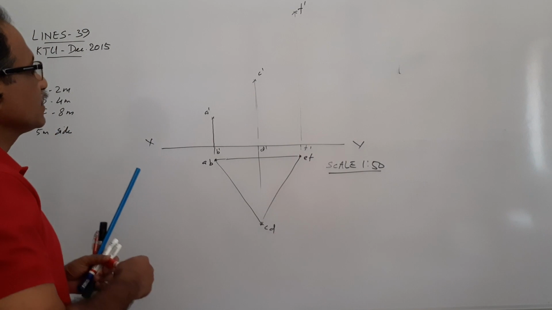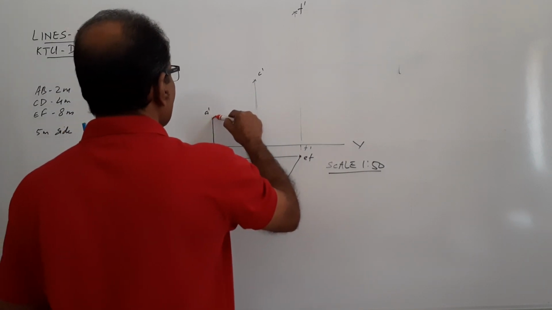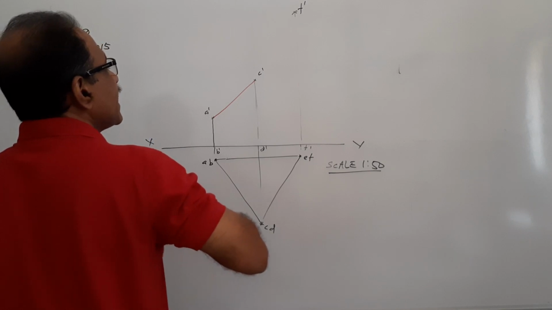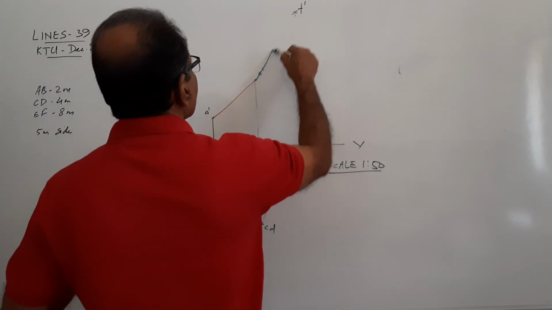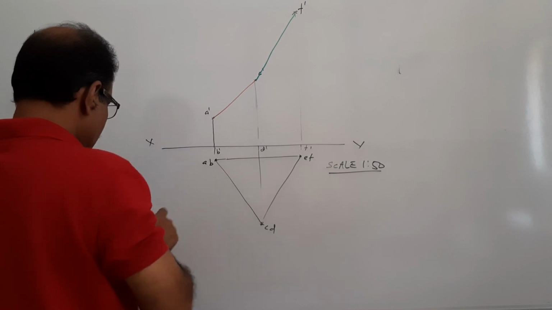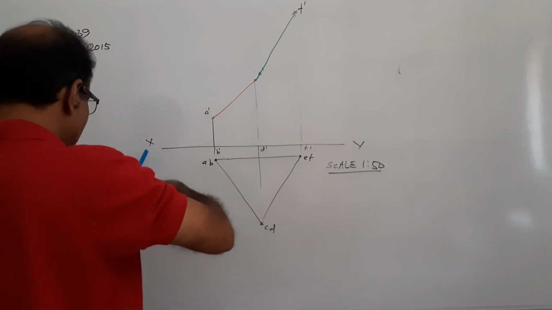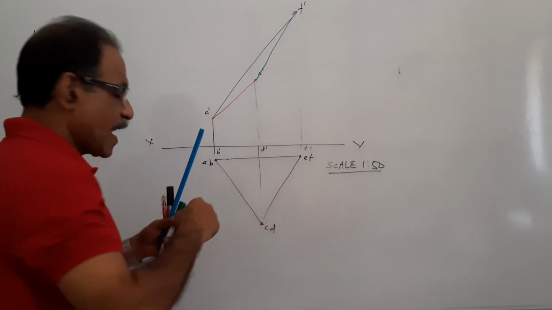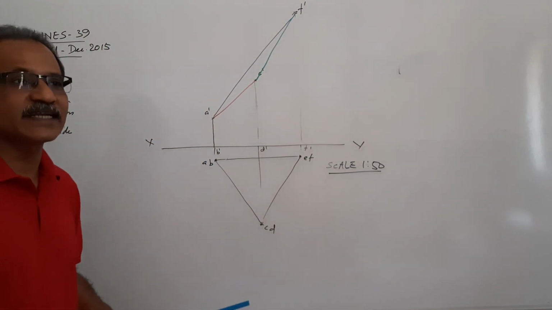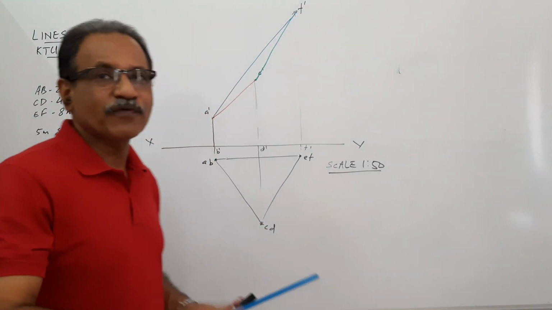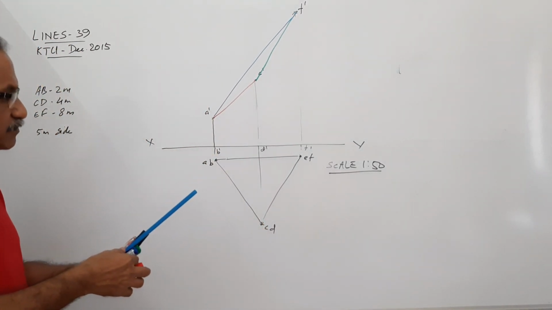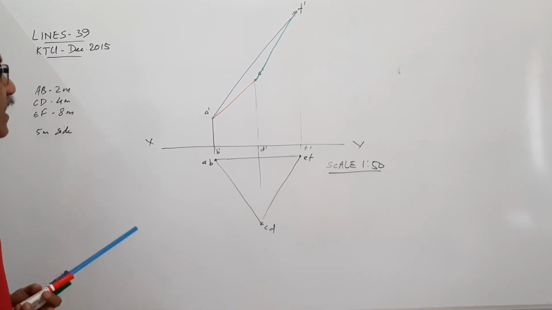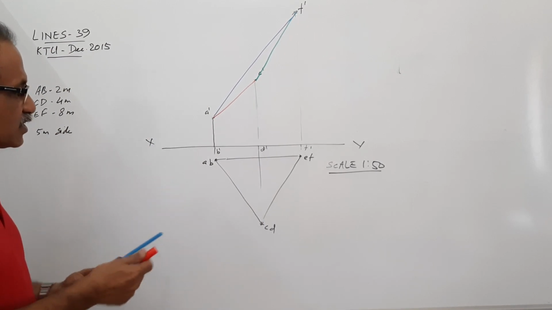I connect A dash, C dash by a line. I connect C dash, D dash by another line. And I also connect A dash, F dash by another line. I have to find out the true lengths of these three lines. Agreed? Okay. Let us consider AC first.